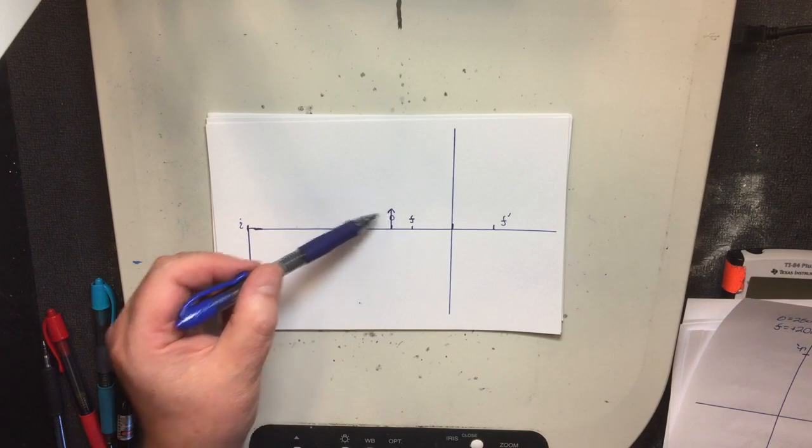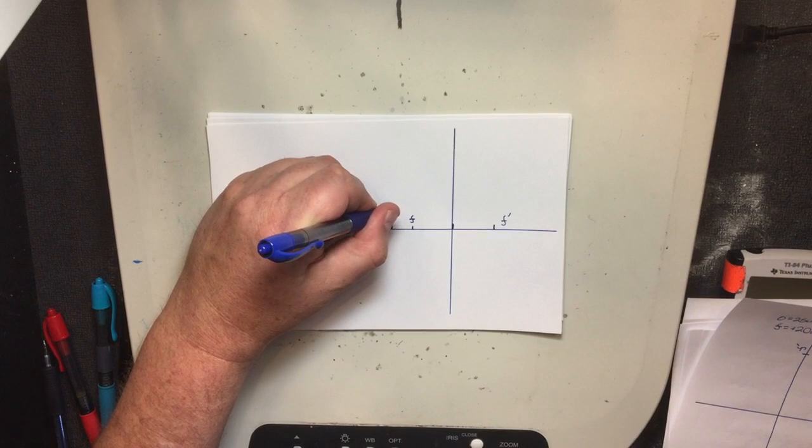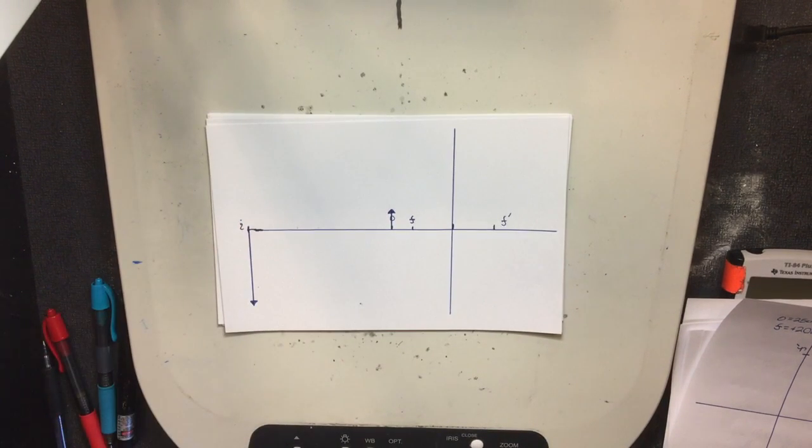And so that becomes this. An object 1 block high with a magnification of -4 becomes 4 blocks high, but inverted. Why is that? Because I make it 1 block high.